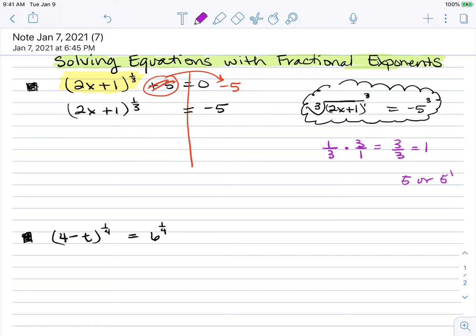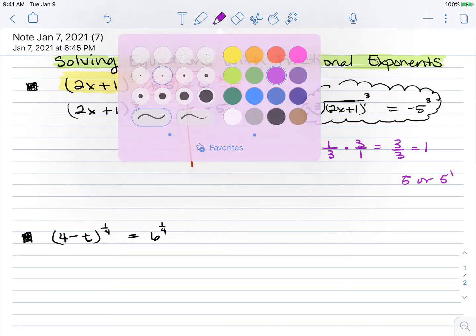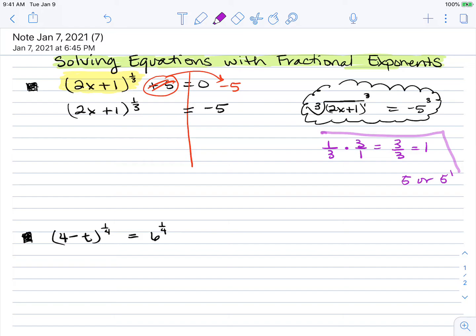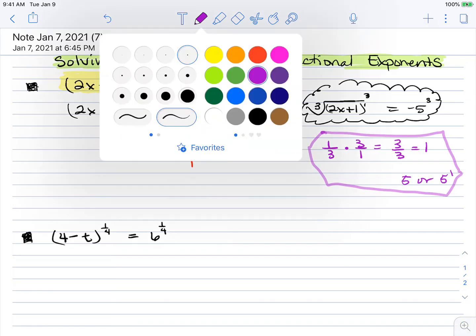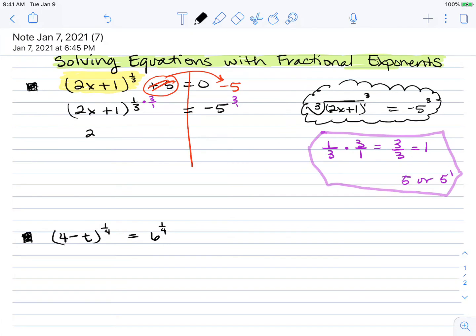All right, so I'm going to box this up and use this concept right here. If I multiply this side by 3 over 1, and I multiply this side by 3 over 1, then I'm going to end up with 2x plus 1 on this side, because this is just going to go to 1. And I'm going to get negative 5 to the third on this side.